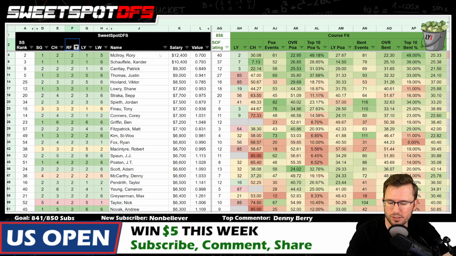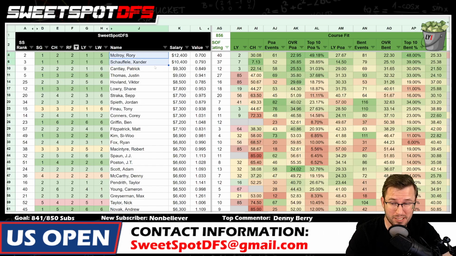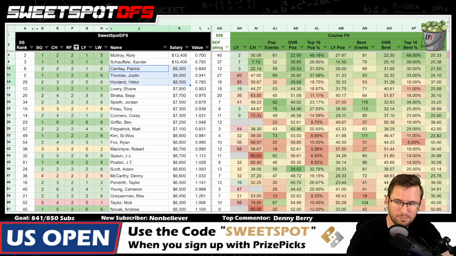So we'll put the Scotty filter on this one. We get Rory and Xander at the top. That makes building lineups a little bit challenging because, again, we have Scotty Scheffler in the field. It isn't so much challenging if you are anchoring around these 2 guys and you're fading Scotty Scheffler, then it's fine. But then we have Patrick Cantlay, Justin Thomas, Victor Hovland, and then it bumps down to Shane Lowry.